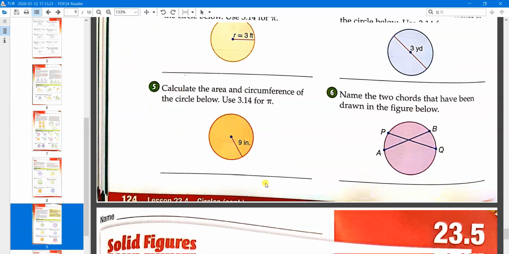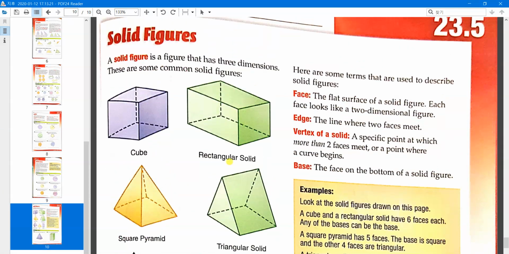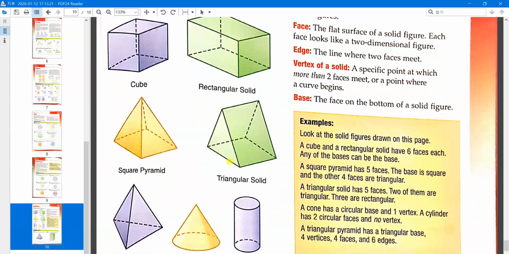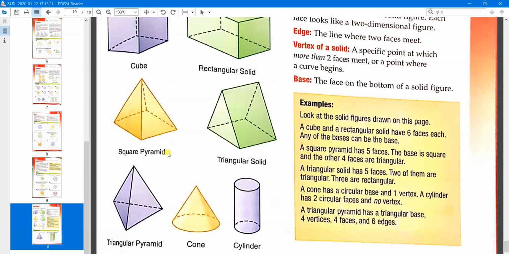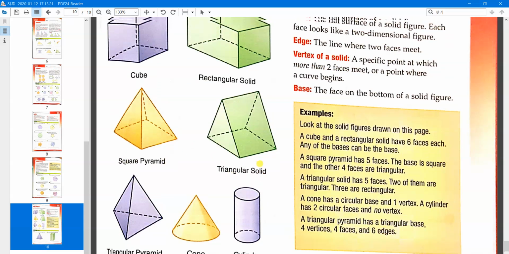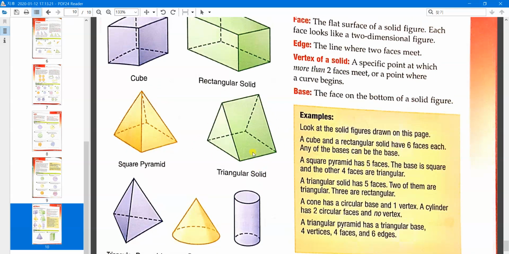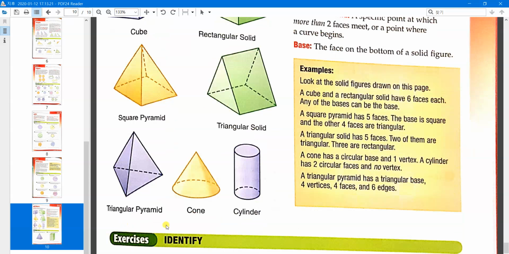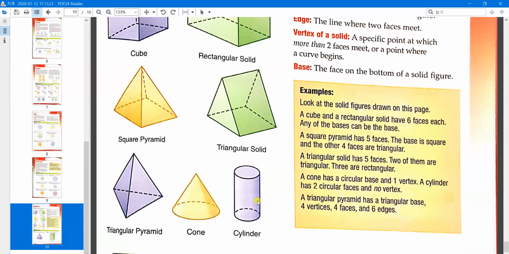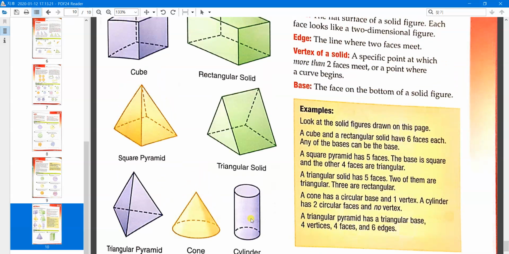그렇게 할 수 있습니다. Solid figures. 이것도 이름이 되게 많죠. Cube, square pyramid, triangular pyramid, prism이라고 부르죠. Prism. 네. Rectangular solid, triangular pyramid, pyramid and cone, cylinder. There's various kinds of cylinders. The circle cylinder, it is.